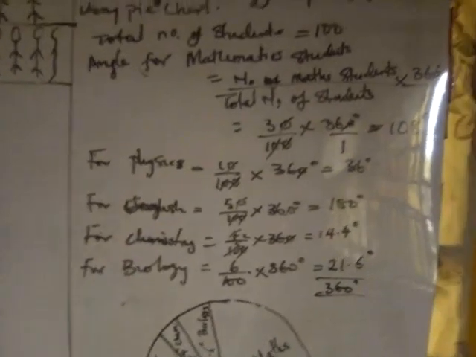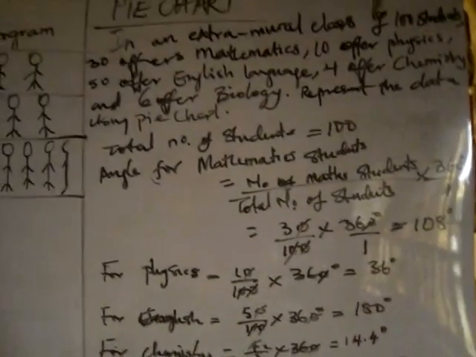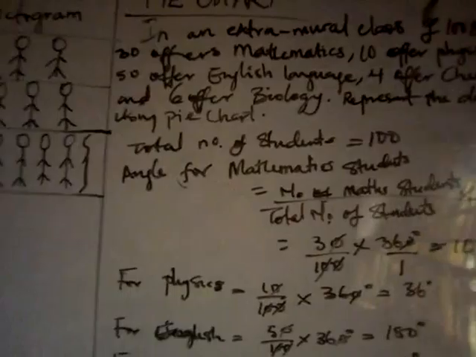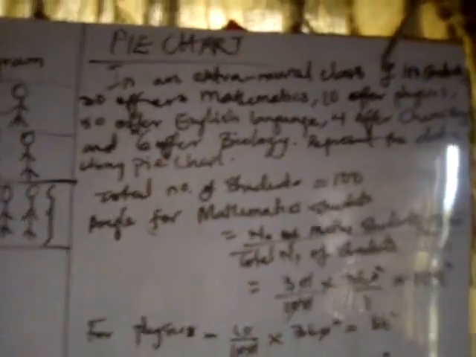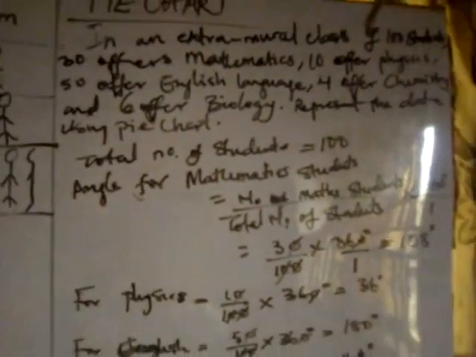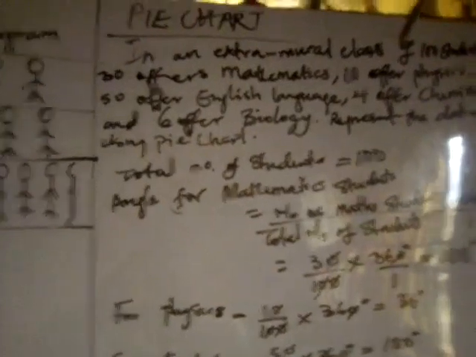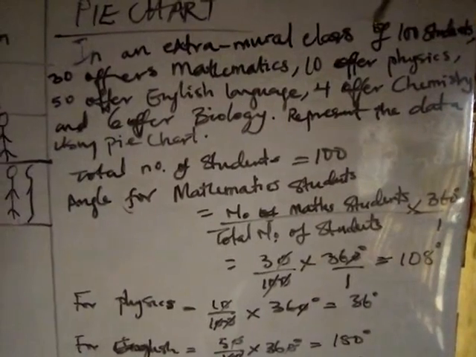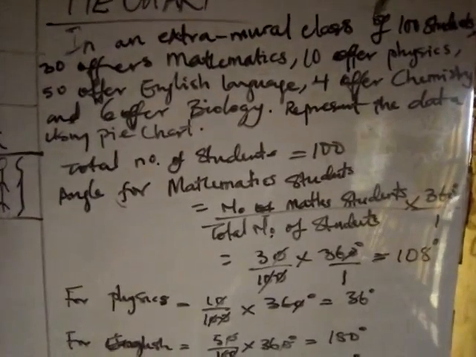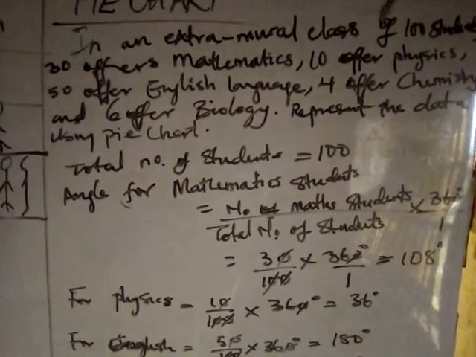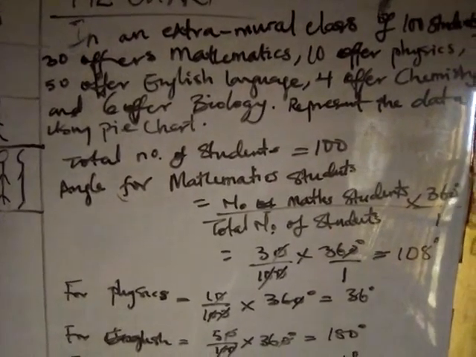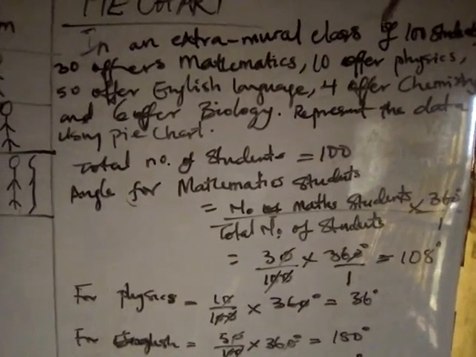So we have the pie chart, using a circle to represent the data. I want to deal with this example. In an extramural class of 100 students, 30 offer mathematics, 10 offer physics, 50 offer English language, 4 offer chemistry, and 6 offer biology. Represent the data using a pie chart.